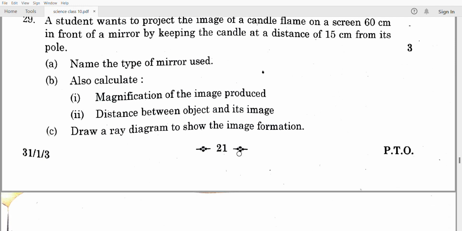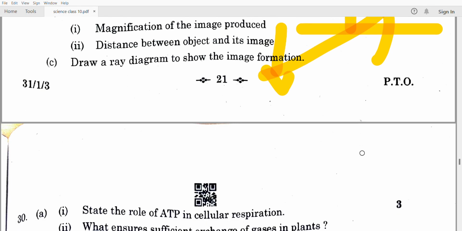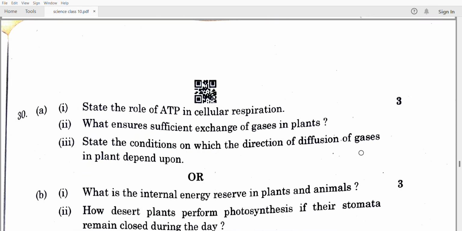So that's the answer for 29A and B, B1 and 2. If you move on to C, draw a ray diagram to show the image formation. So it's very easy. You should draw a concave mirror and label all the parts like principal axis and other things. Keep the object 15 centimeter in front of the mirror and you will get the image. The rays you have to take and you will get the image 60 centimeter. So image will be somewhere like this.